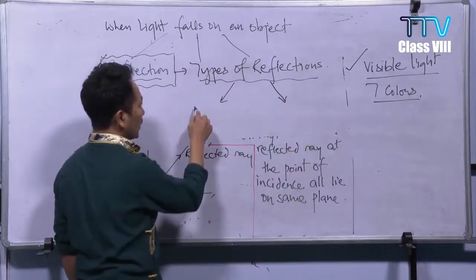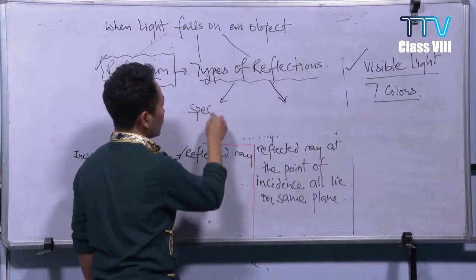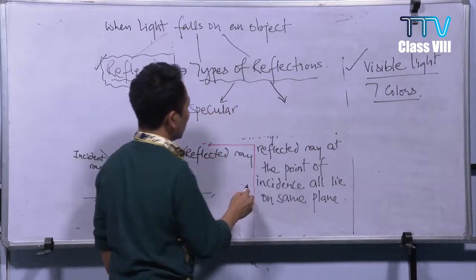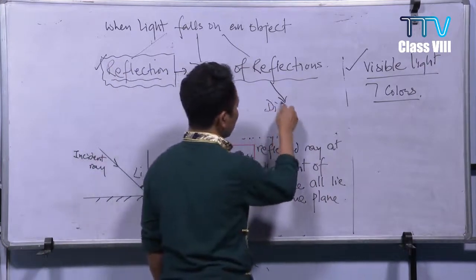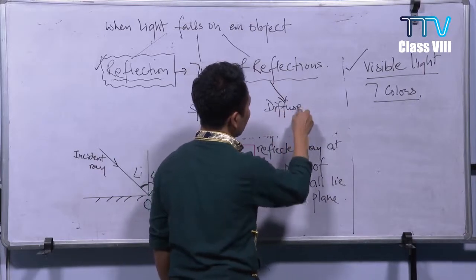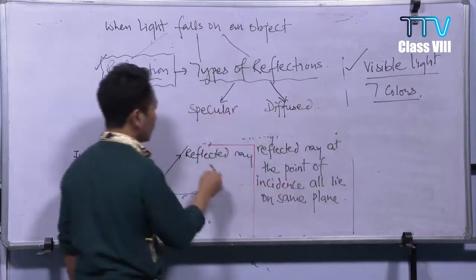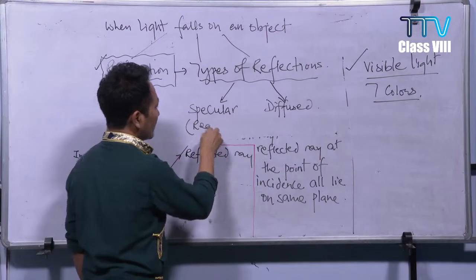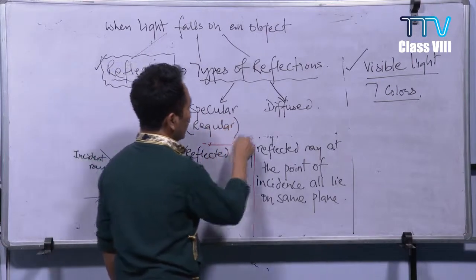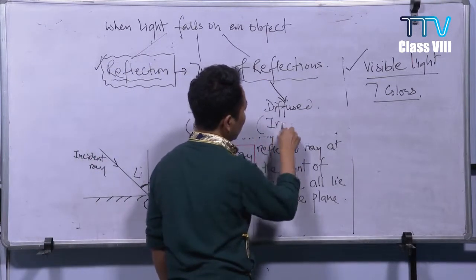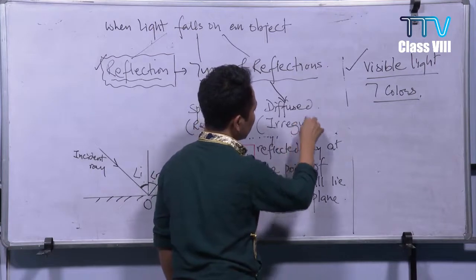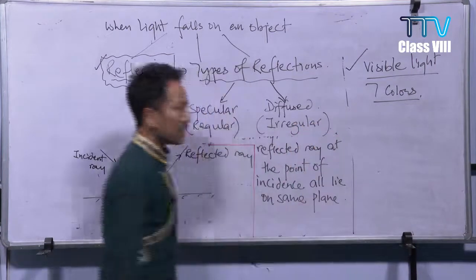Types of reflection: specular reflection and diffused reflection. So there are two different types of reflection, specular reflection and diffuse reflection. Specular, you may say it's a regular reflection, and diffused, you may say it's an irregular reflection. So these are the two types of reflection.